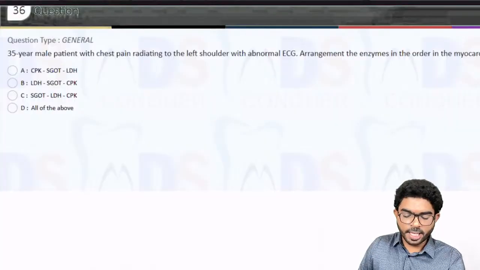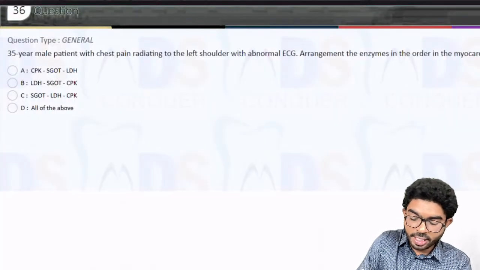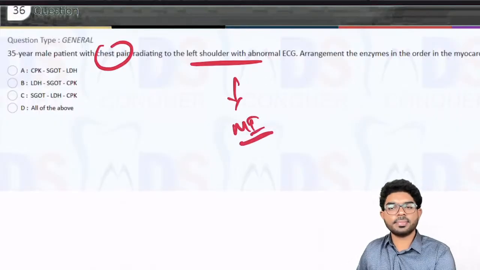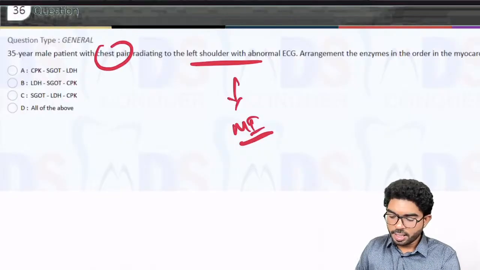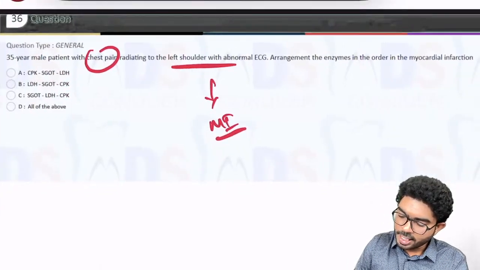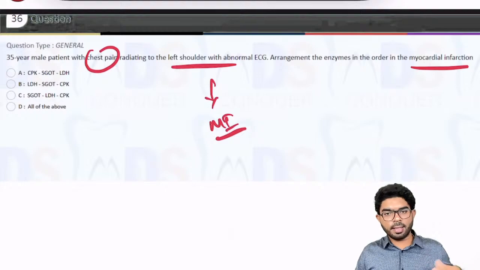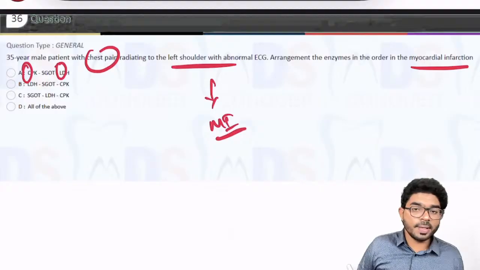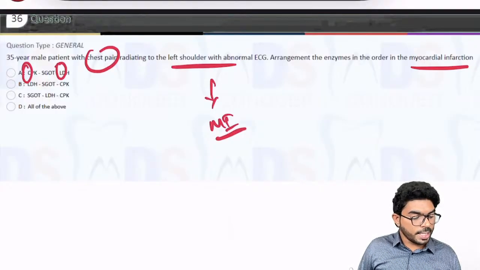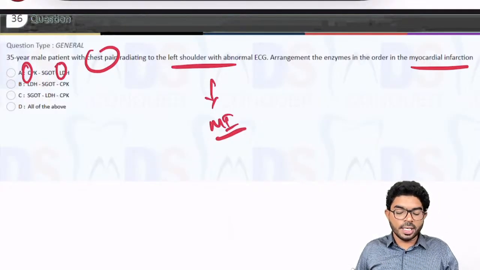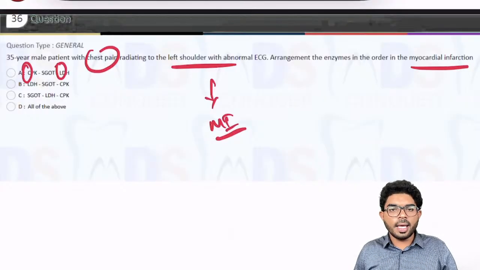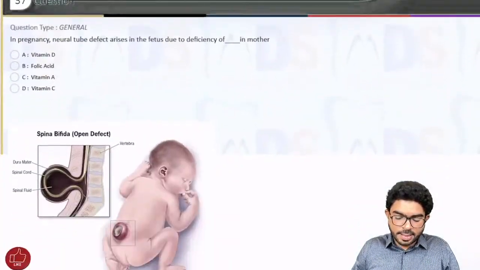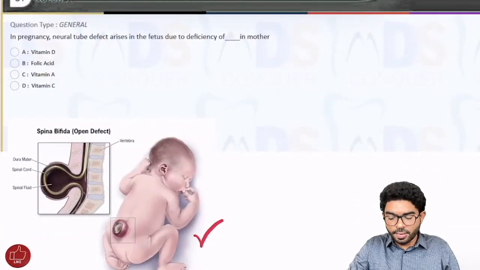The 35-year-old with chest pain radiating to the left shoulder, so that could be your MI pain. Right, so that is MI. It is clearly mentioned in the MI we have covered in the previous slides. It starts with CPK and ends with LDH, and in the middle you will get SGOT. The answer is option A, already covered in the class. Yes, you have a question like this in NEET 2025.